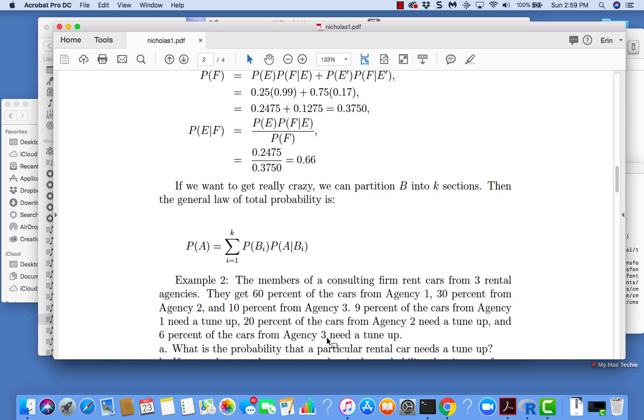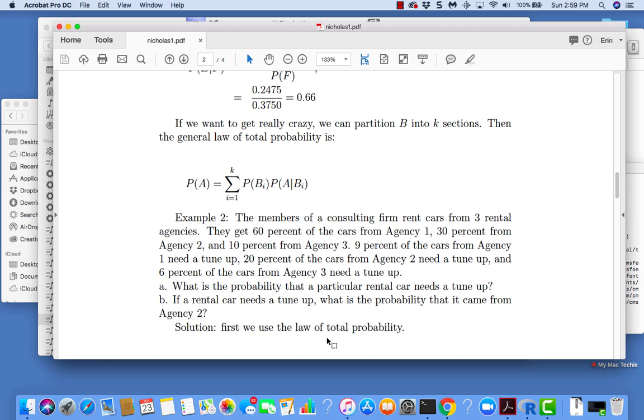Okay, but let's do some more. What if I have multiple partitions? Okay, so I've got B, and I'm going to slice A up into a bunch of little mutually exclusive pieces. I can write my total probability as the summation of i going from 1 to k of the probability of B sub i times the probability of A given B sub i.